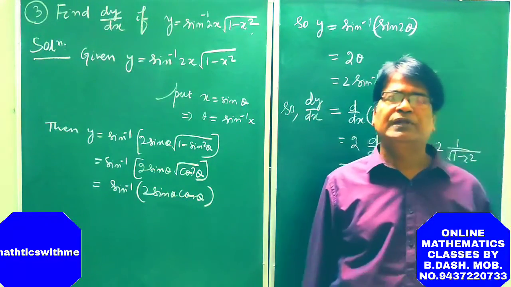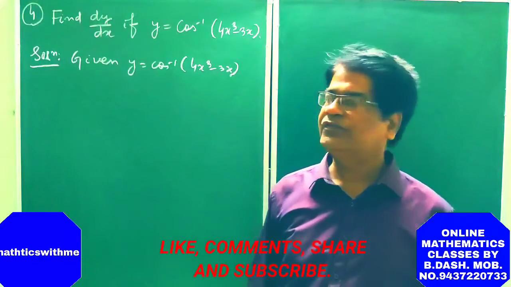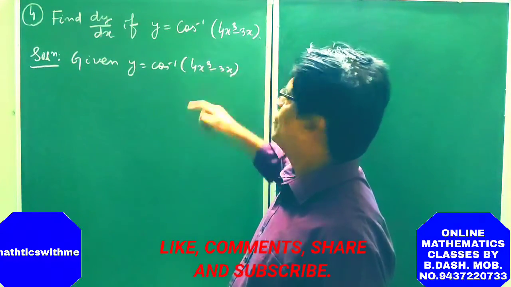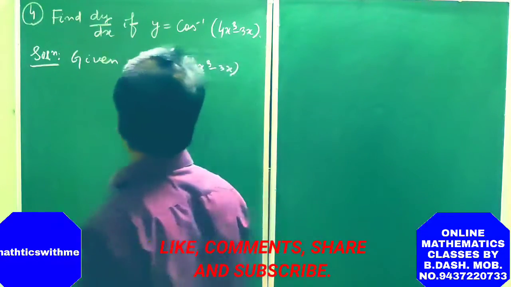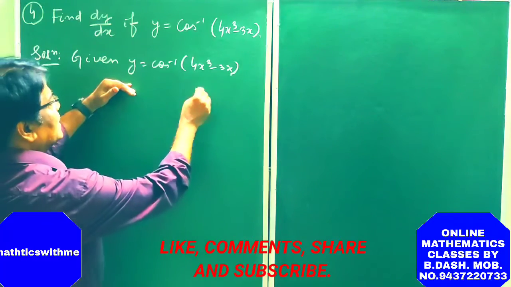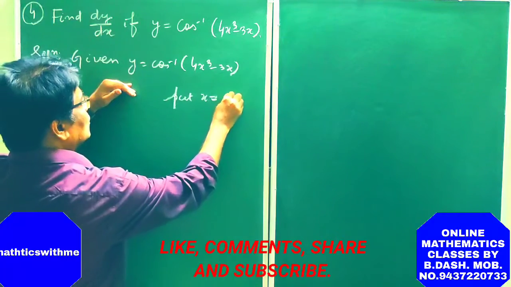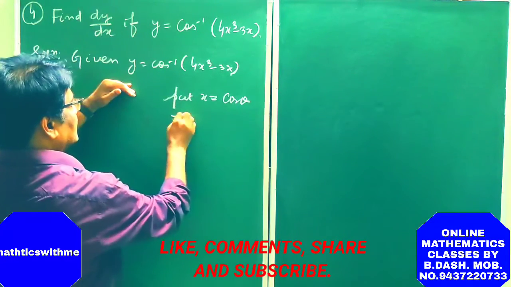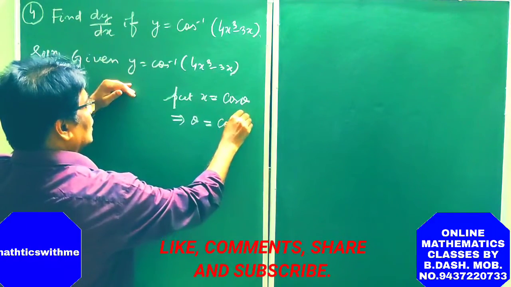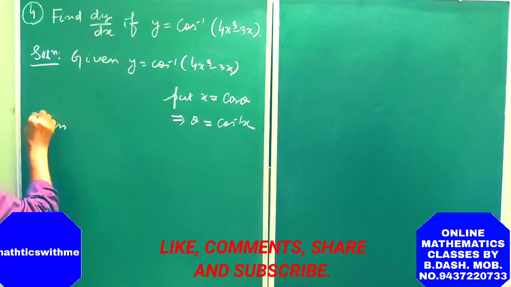Now let us proceed to solve the next question. Our next question is find dy by dx if y is equal to cos inverse of 4x cube minus 3x. So here, given y is equal to cos inverse of 4x cube minus 3x. Put x is equal to cos theta. This implies theta is equal to cos inverse x.